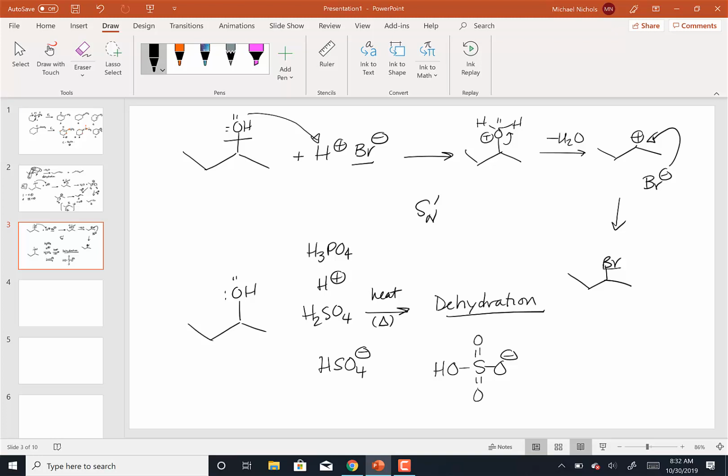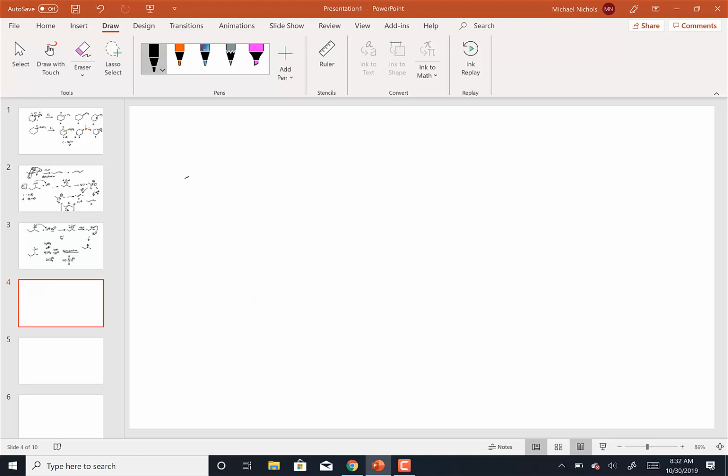And then you can combine these two together, like what we're going to do in lab next week. We're going to take butanol and react it with H2SO4 and sodium bromide. And we're going to do that reaction. So what's going to happen is the H2SO4 is going to protonate the OH, and then I've got Br minus to come in and do an SN2 reaction and kick the water molecule off.